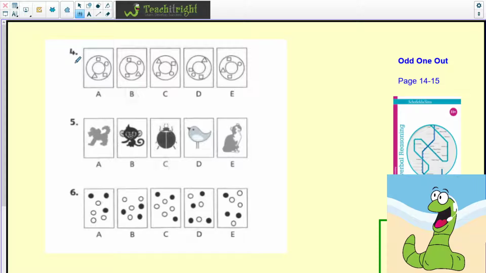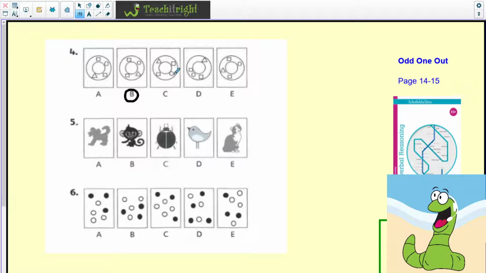Moving on to question 4, the answer is B. And the reason that it's B is because the other 4 all have a square, then a circle, then a square, then a triangle going in a clockwise direction around the ring. So this is really looking at the order of those shapes. So you've got to be quite clever here and see that it goes square, circle, square, triangle.